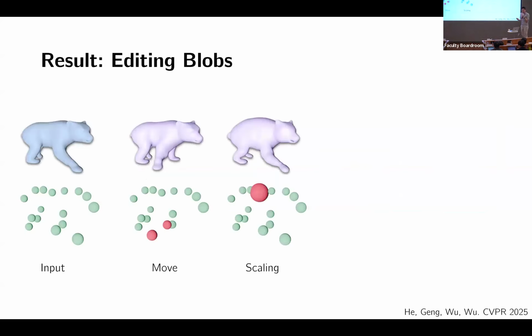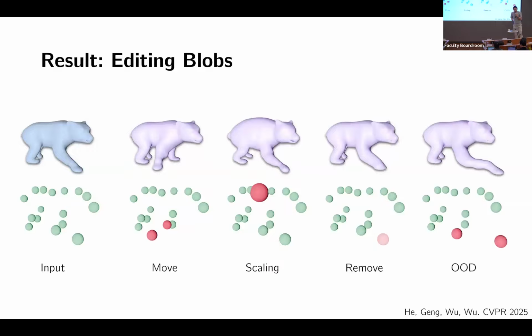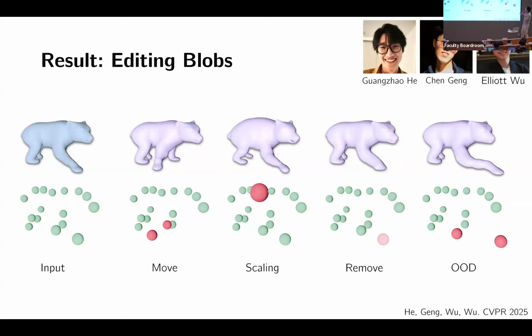You can scale part of the animals to make them fatter. You can remove a blob so that the leg becomes shorter, or you can even produce some of these out of distribution generalizations as well. This is also led by Elliot, but now also with my PhD students Chen and Guangzhou, who was an undergrad back then, but now he's a PhD student at Cornell.